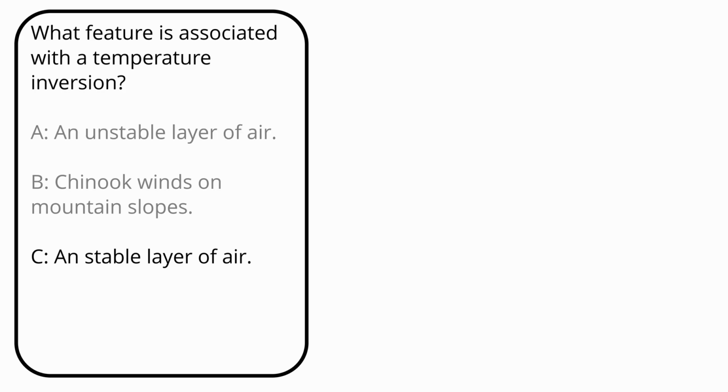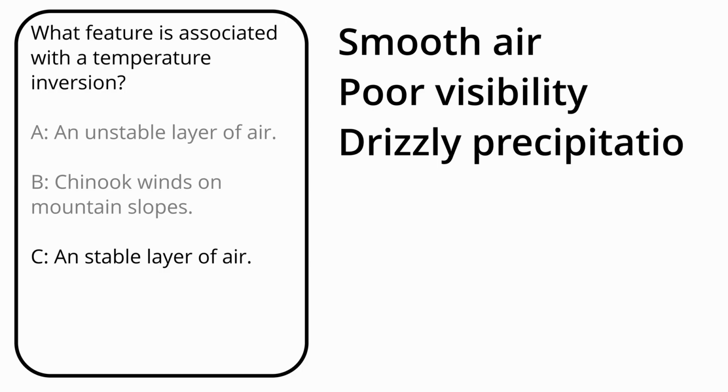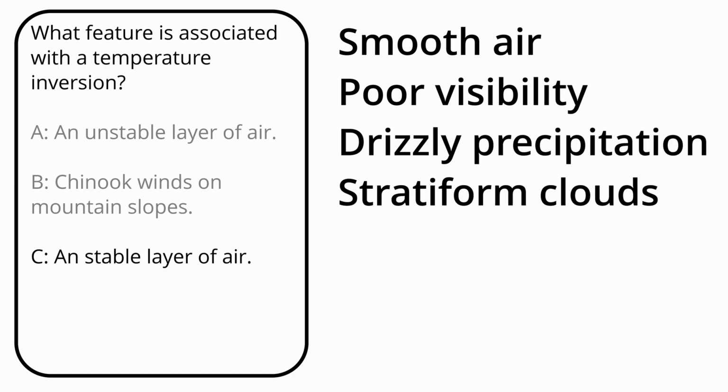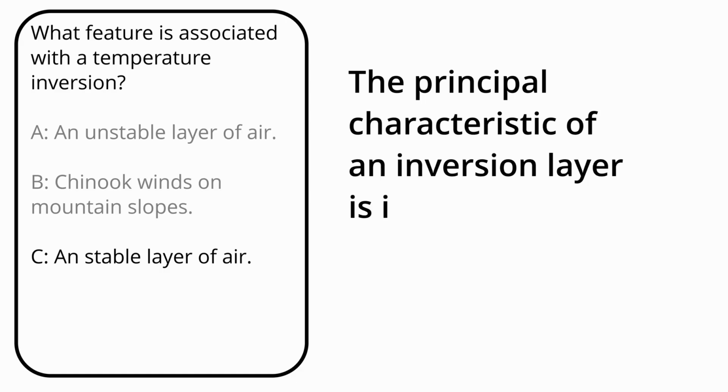Choice C. Remember the characteristics of a stable atmosphere: smooth air, poor visibility, drizzly precipitation, stratiform clouds. These characteristics are all especially present under a temperature inversion. The Aviation Weather Handbook says this: the principal characteristic of an inversion layer is its marked stability.